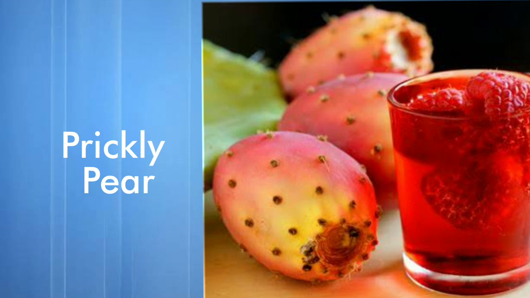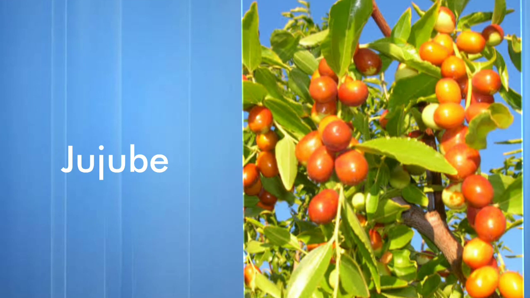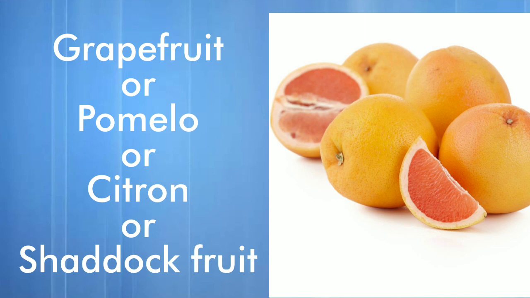Prickly pear. It's a prickly pear. What is it? Means it has thorns. Jujube. What is it? It is jujube. Next we have grapefruit, pomelo or citron or shaddock fruit. These are four names for this fruit. So you can use grapefruit. It is used mostly. What is it? It's a grapefruit.